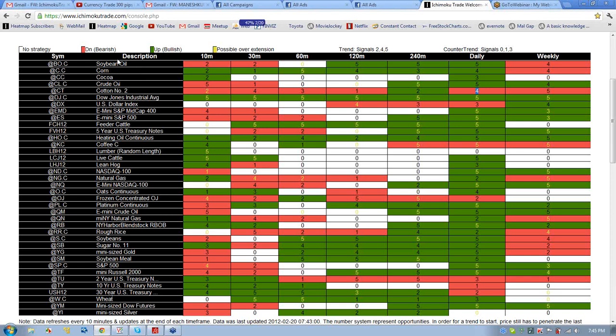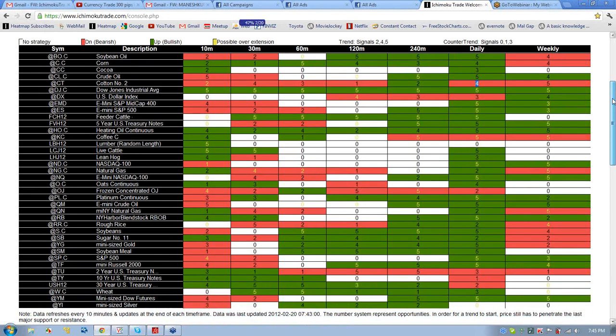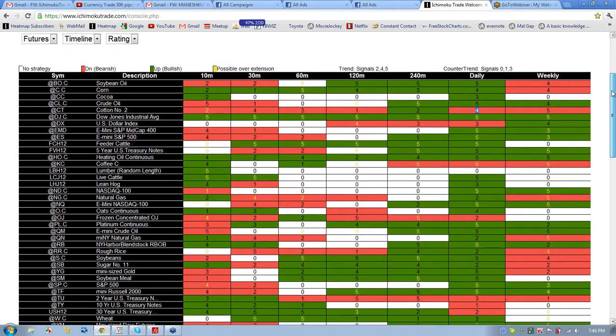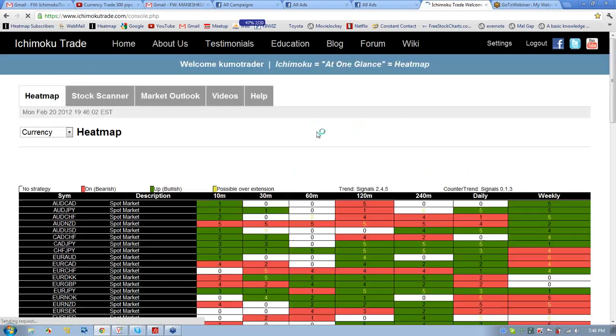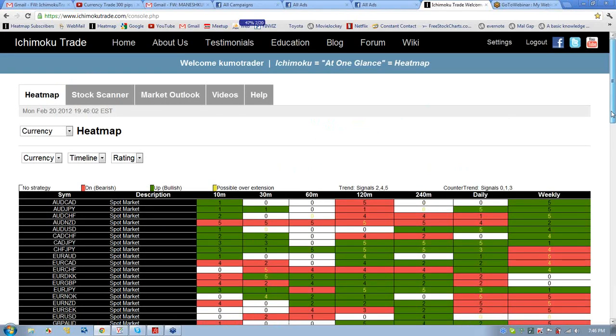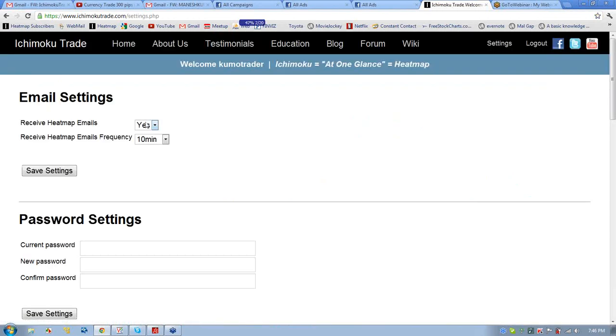Now, you could go through various symbols here. We got the Dow 30, the S&P 500, and so forth. Each thing works itself. Now, what I want to show you is that you have your heat map here. If you're just interested in trend trading, if you go to settings here, you have an email module that's attached. You could turn it on and off, and you could tell the system how often you want to receive these emails.